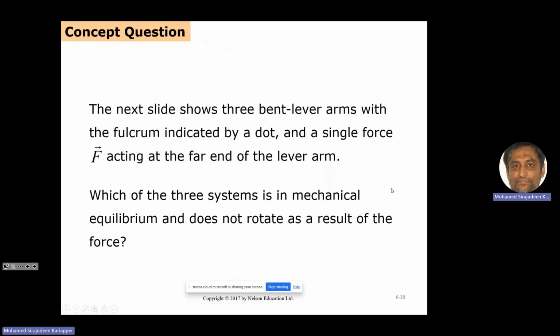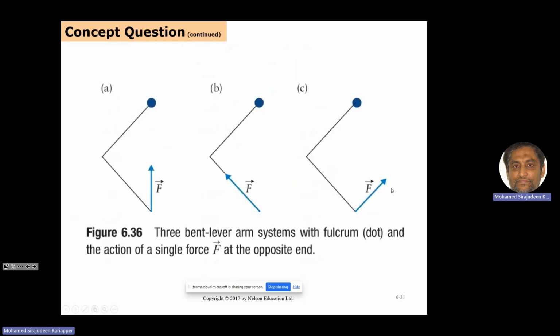Next slide shows 3 bent lever arms with the fulcrum indicated by a dot and a single force F acting at the far end of the lever arm. Which of the 3 systems is in mechanical equilibrium and does not rotate as a result of the force? So which one will not rotate? A, B, or C?